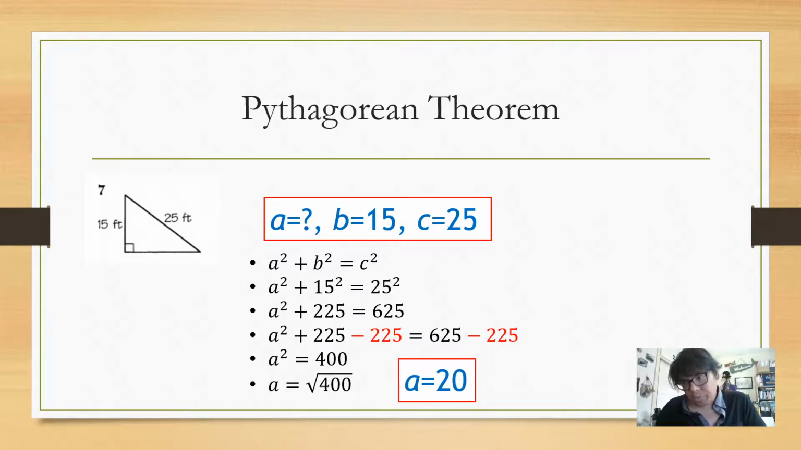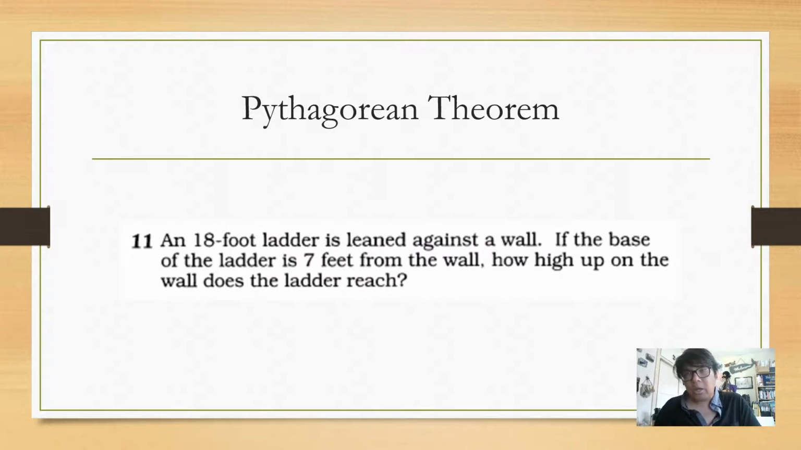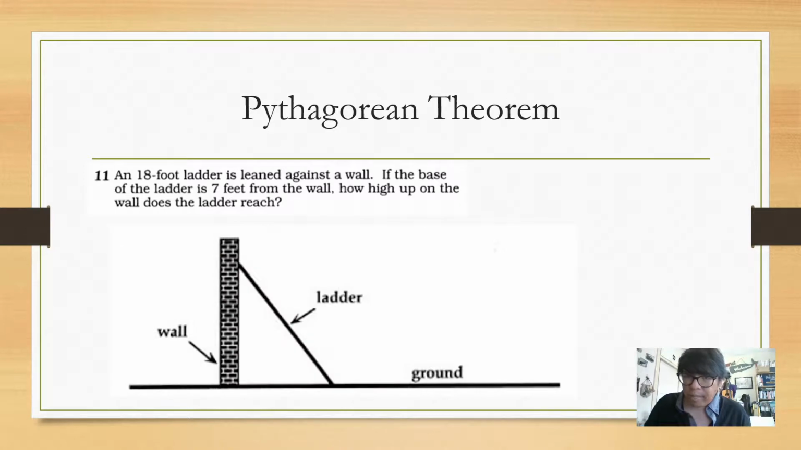Let's take a look at the last one for today, and it's a word problem. You saw that coming, I'm sure. An 18-foot ladder is leaning against a wall, and if the base of the ladder is 7 feet from the wall, how high up the wall does the ladder reach? Well, first of all, you need to be able to visualize a ladder leaning up against a wall. And I don't know if you've ever seen a ladder leaning up against a wall, but I bet you have. And this is kind of what you should be seeing. There's my ladder, there's my wall, and of course the bottom is the ground.